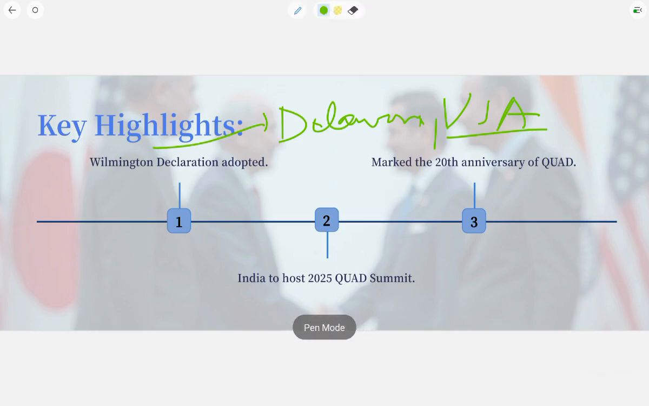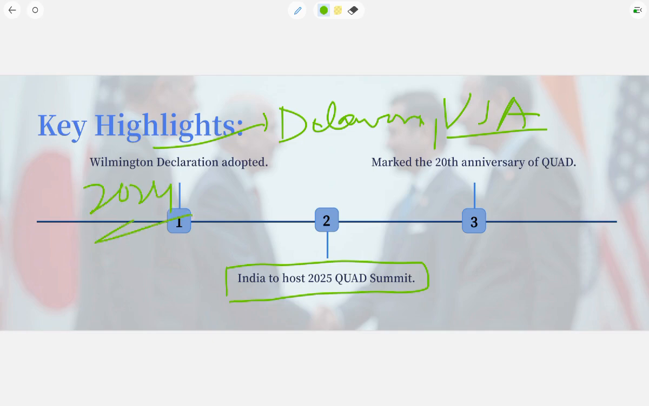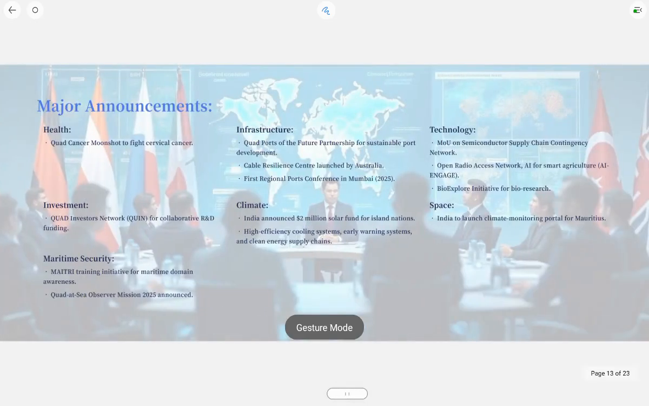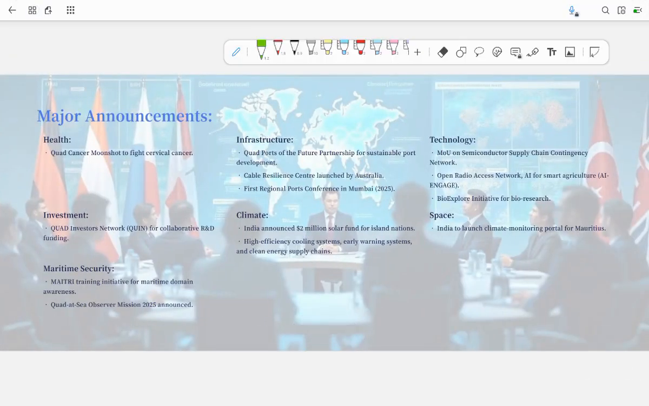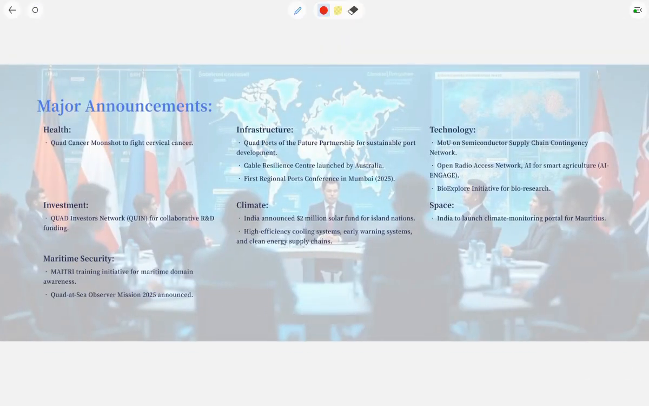India hosts 2025 Quad Summit. This was 2024 and India hosts the 2025 Quad Summit. And it also marked the 20th anniversary of Quad. Okay, so let's move ahead. Now let's see what were the major announcements which happened in the Quad Summit, in terms of health, investments, maritime security, infrastructure, climate, technology, and space.